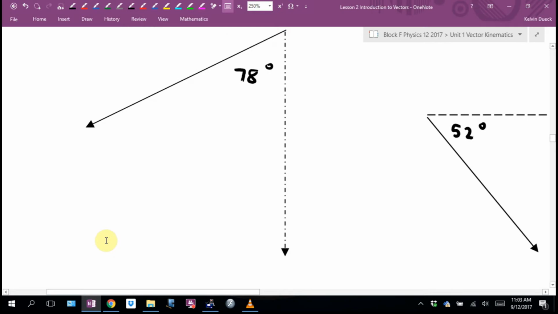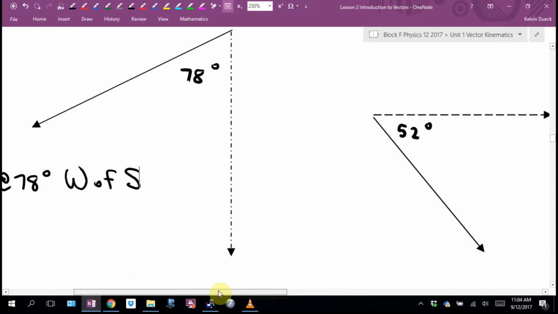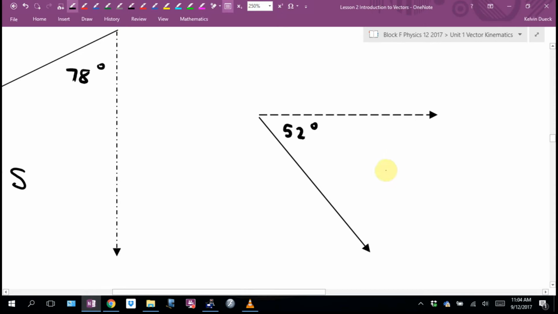Try this one on your own. I'll do it up here. Yes? West of south. Start out going south. Go 78 degrees west of south. Sound effects are optional, but sometimes they help. 52 degrees, north of south, east of west, what of what? South of east.